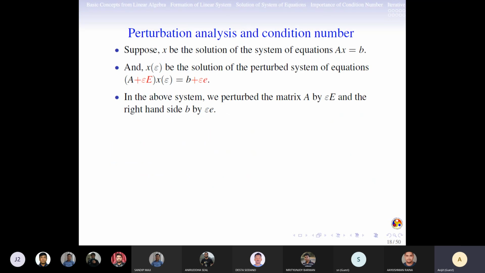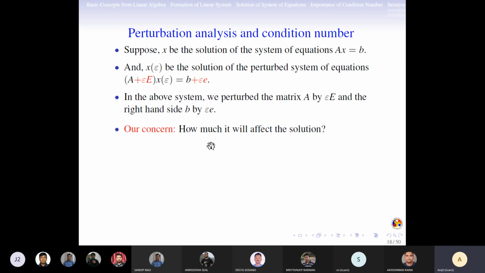Suppose x is the solution of the system of equations Ax equal to b. This is our main system, Ax equal to b, and x is the solution. We have a perturbation of the system by an amount epsilon E in A and small epsilon e in the right hand side b. This is a perturbed part of the system, and we consider that x epsilon is the solution of this perturbed system. This is our main system, this is our perturbed system.